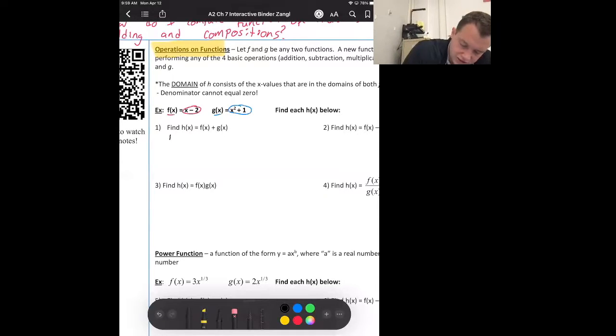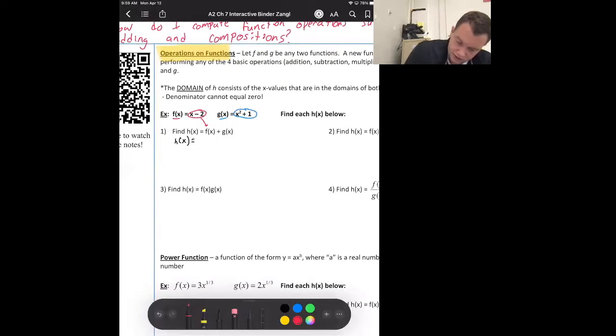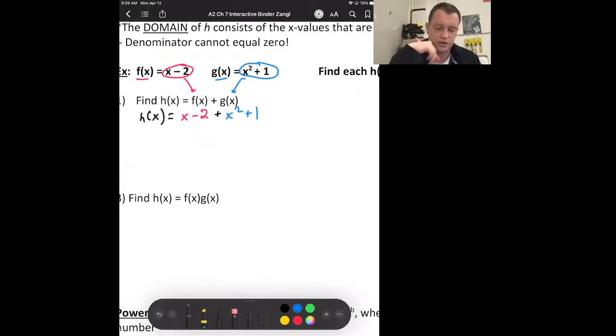So I've got h of x, and I don't know what h of x is right now. But I know that f of x here is x minus 2, so x minus 2 is going to take the place of my f of x. And then I'm going to add it to my g of x, which happens to be x squared plus 1. So right now I've got x minus 2 plus x squared plus 1. I'm going to look to combine like terms here, and luckily I have a negative 2 and a 1. So negative 2 plus 1 is going to get me negative 1.